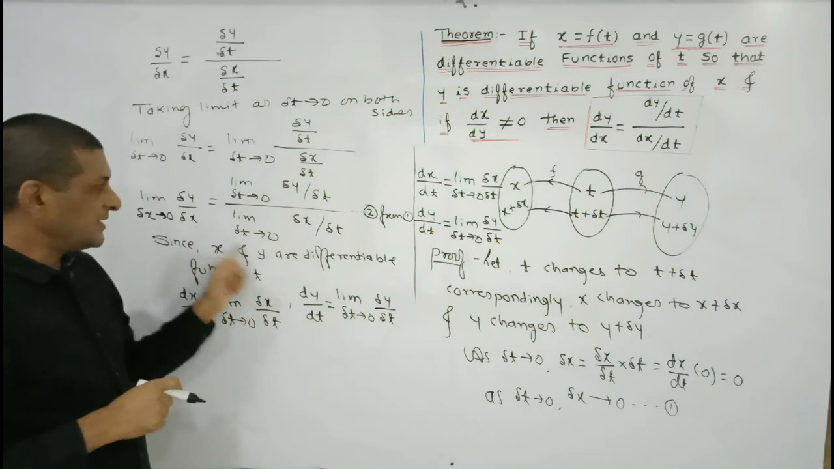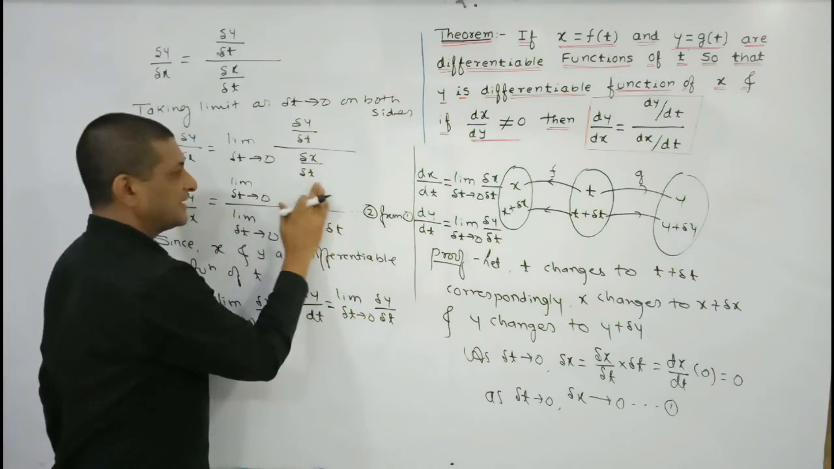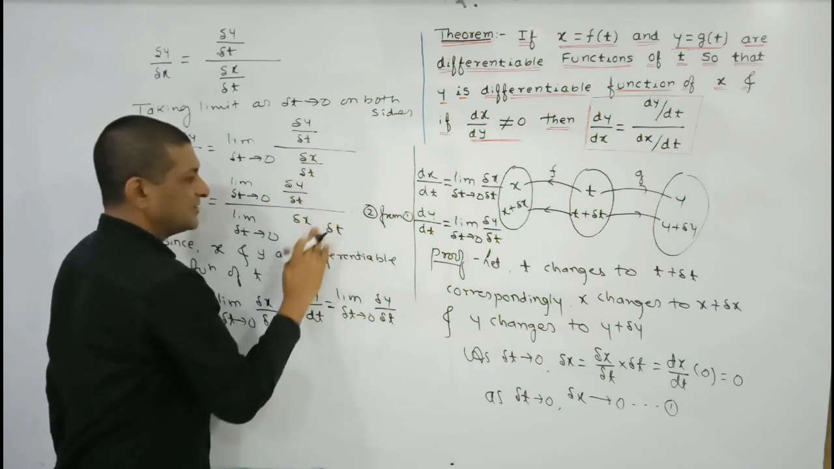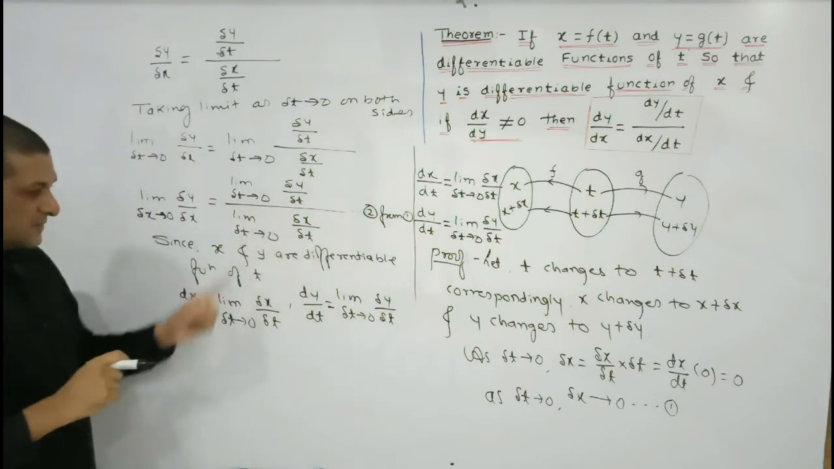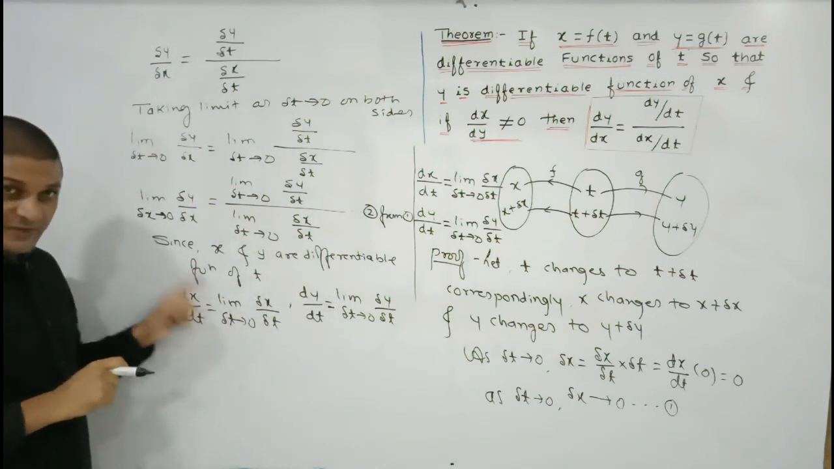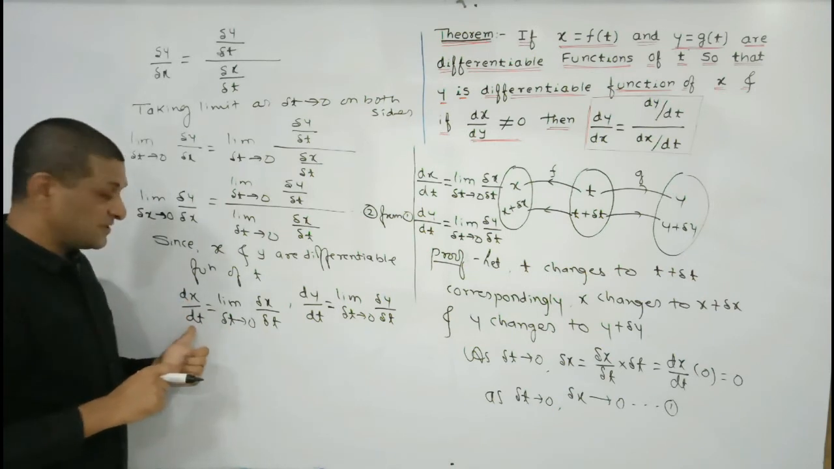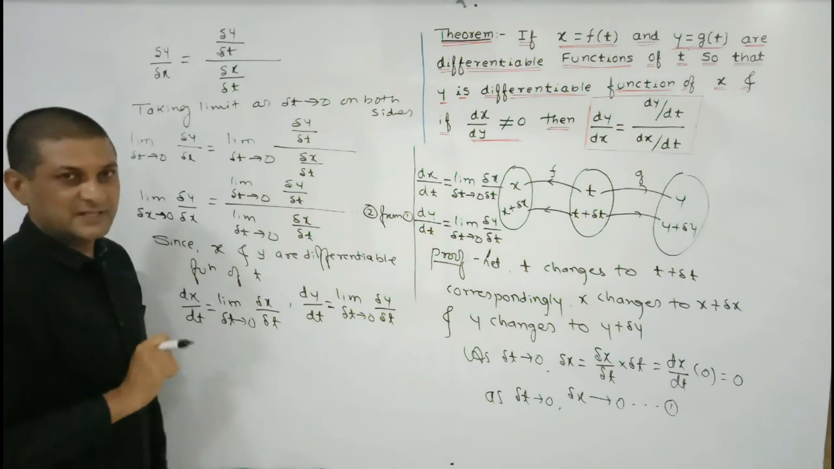And this limit in the denominator, limit delta t tends to 0, let's write it properly here: delta y upon delta t, and in the denominator delta x upon delta t. This limit also exists, it is given to us, because x is a differentiable function of t, which means this limit exists. Differentiation exists, so this limit already exists. These are the given conditions.